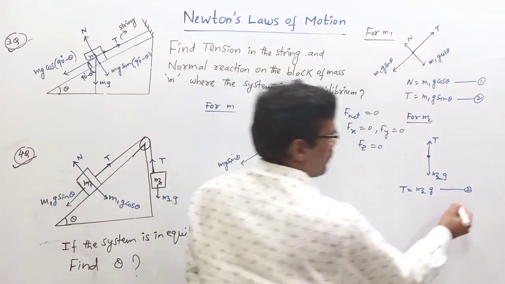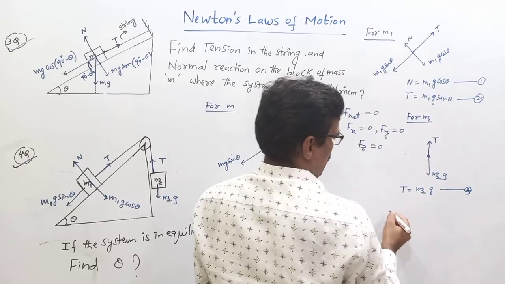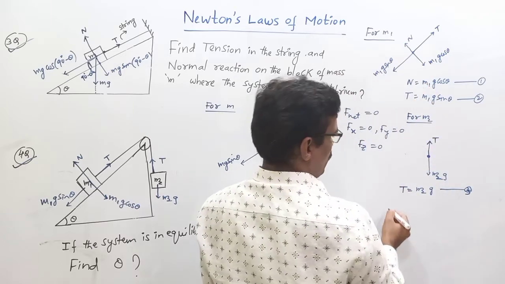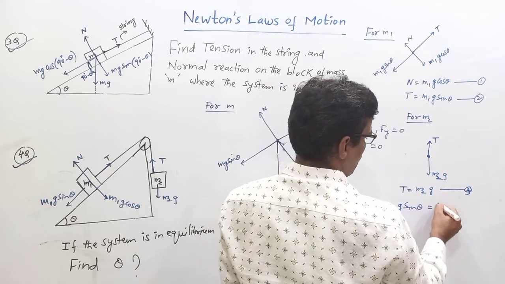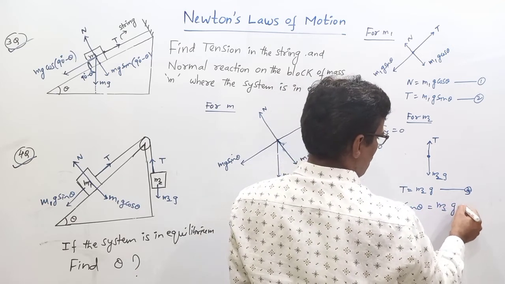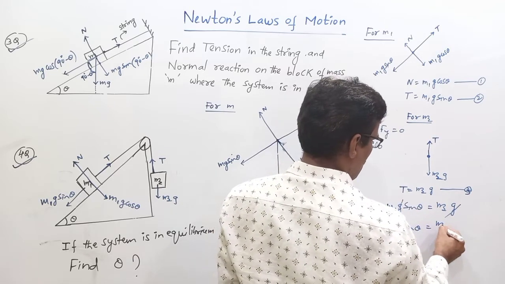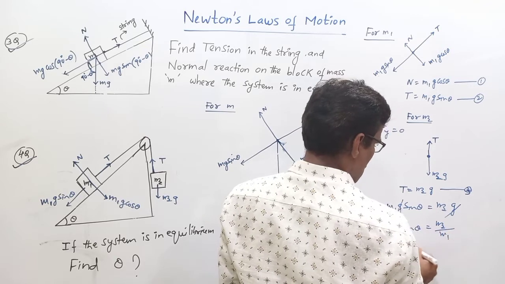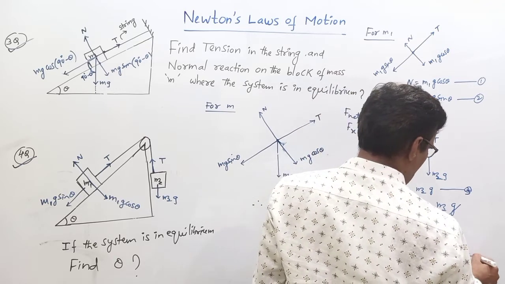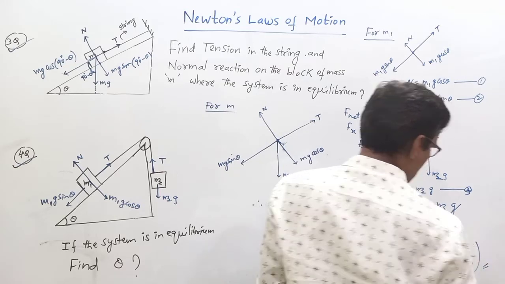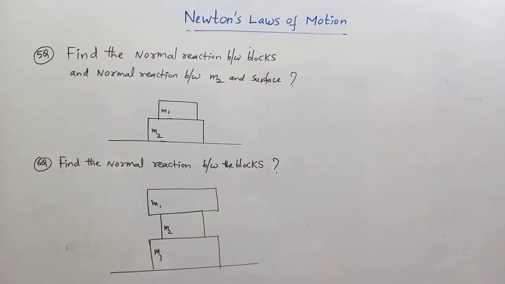So here, this is equation 3, 2, 3, T. Therefore, equating equation 1 and 2, M1G sin theta is equal to M2G. G and G cancel. Sin theta is equal to M2 by M1, or theta is equal to sin inverse of M2 by M1. This is the angle of inclination.